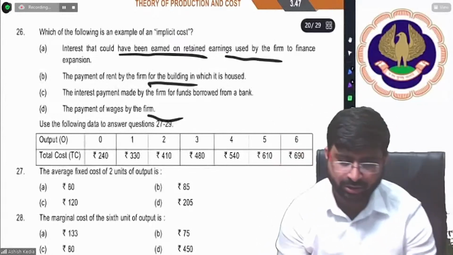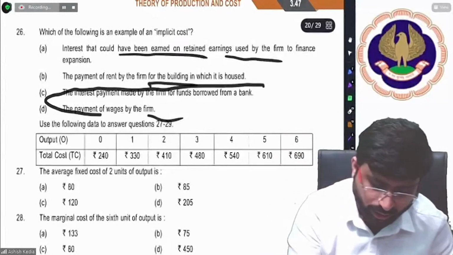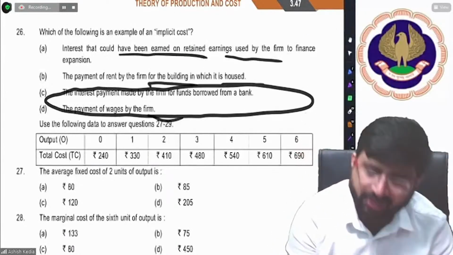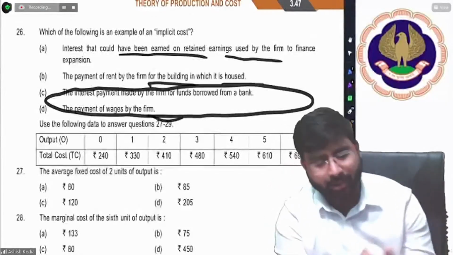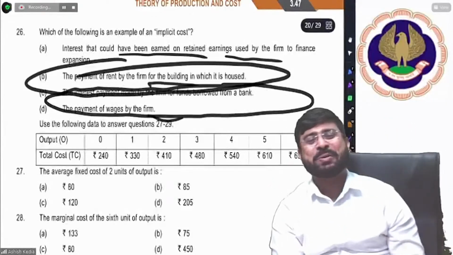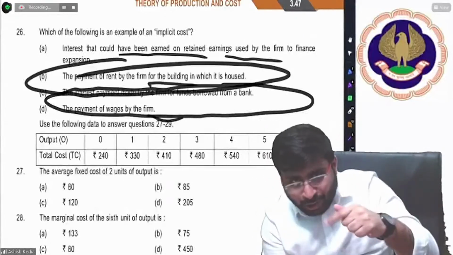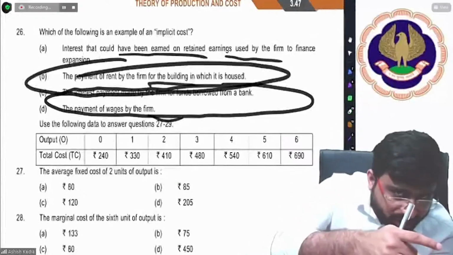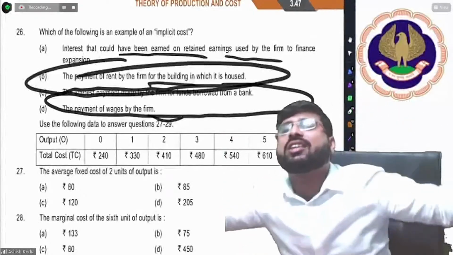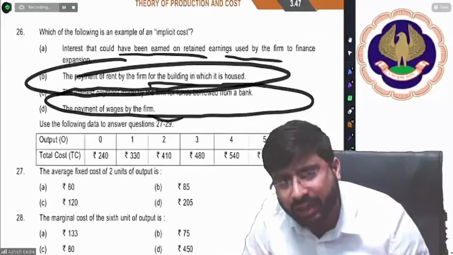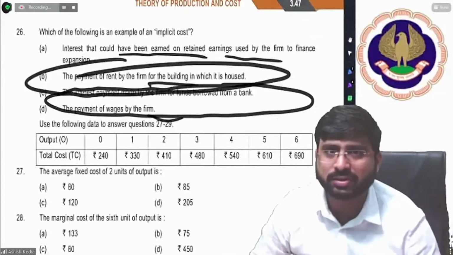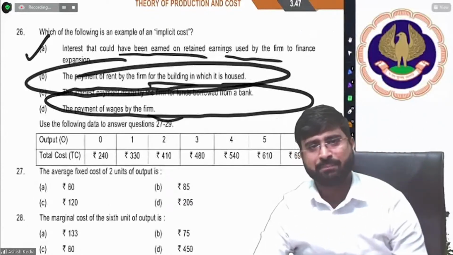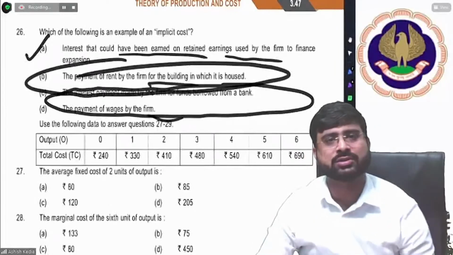See, payment of wages is explicit cost. Forget about these two, they can't be the answer. Payment of rent for the building in which it is housed, you are actually paying rent, so it is again explicit cost. But the money that you had, which you are using for financing, if you would not have spent it for financing, you could have used it and generated interest on that. That, my dear friends, is implicit cost.